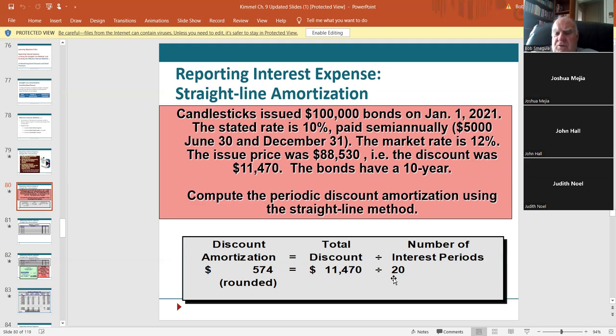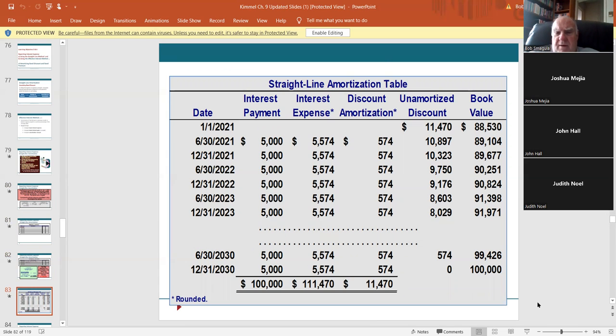11,470 divided by 20 periods, 10 years, twice a year. So every 6 months, we're amortizing $574, which means that the discount is going down by $574, and the book value is going up by $574. We're going to repeat this process 20 times, at which time the discount will be zero and the book value will be up to $100,000. And then we can make the final payment back, where we debit bond payable for $100,000 and we credit cash.